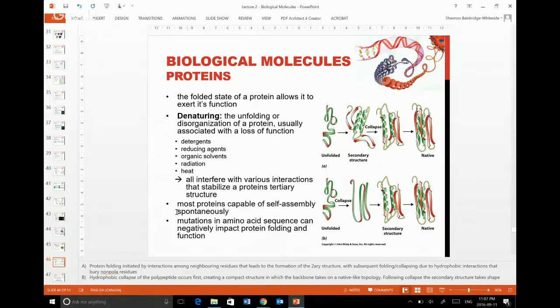We can do that in the lab by using detergents or reducing agents, for example. And if anyone has ever done a Western blot, you typically are going to be using these things to try and open up the proteins a little bit. Important to think about in regards to environmental exposures, radiation and heat can also denature proteins. So when you think about different environmental exposures that could be damaging some of the proteins in cells, you can start thinking about disease processes there.